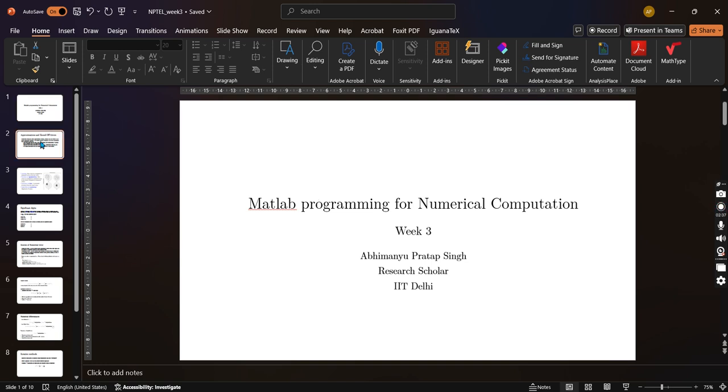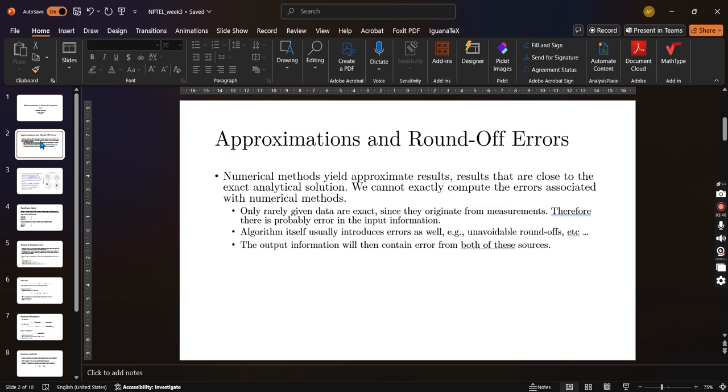So let us first start with approximations and round off errors. As we know, the course is numerical methods for MATLAB for numerical computations. So we'll be looking at some of the numerical methods to approximate the differentiation of some functions, integration of functions, as well as PDEs and ODEs. So we need to know how accurate our approximate results are compared to the true ones. So that is where the errors come into place.